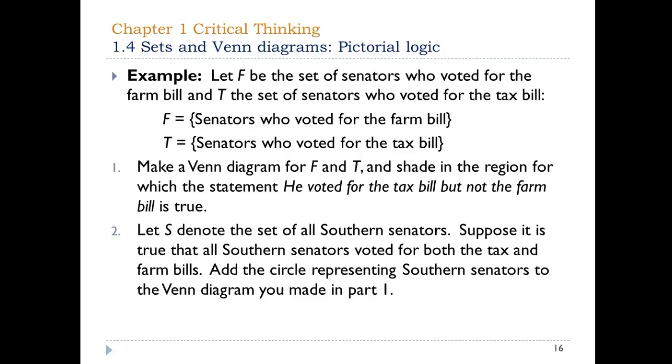Let F be the set of senators who voted for the Farm Bill and T the set of senators who voted for the tax bill. Make a Venn diagram for F and T and shade in the region for which the statement "he voted for the tax bill but not the Farm Bill" is true. Let S denote the set of Southern senators. Suppose it's true that all Southern senators voted for both the tax and Farm Bill. Add the circle representing Southern senators to the Venn diagram you made in part 1.